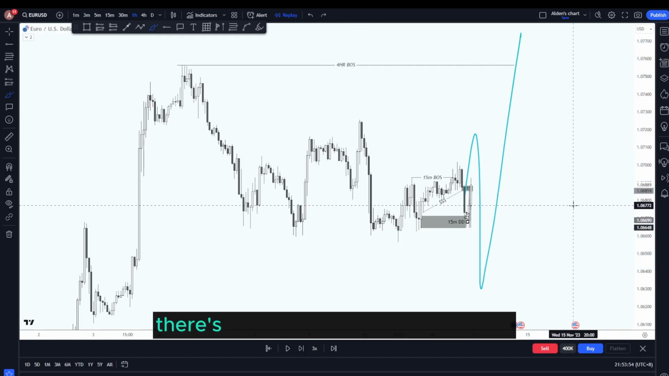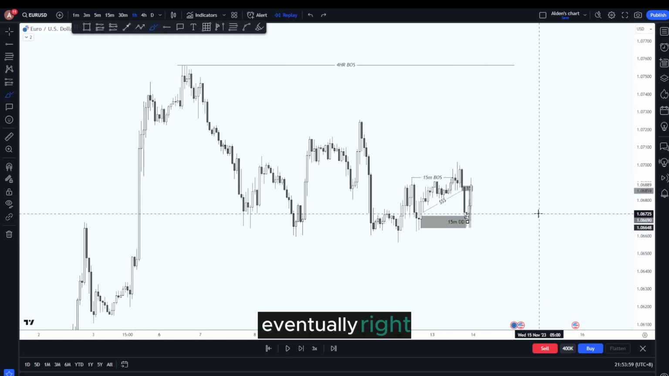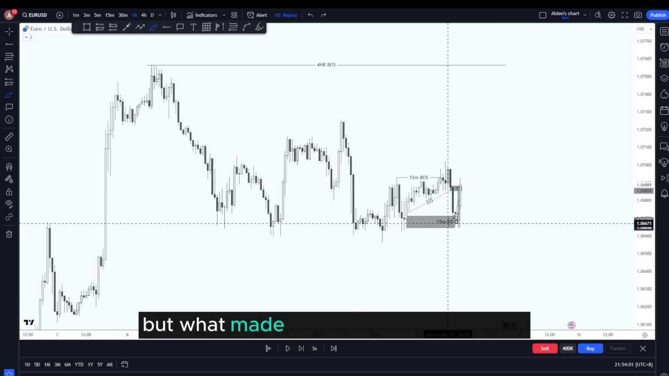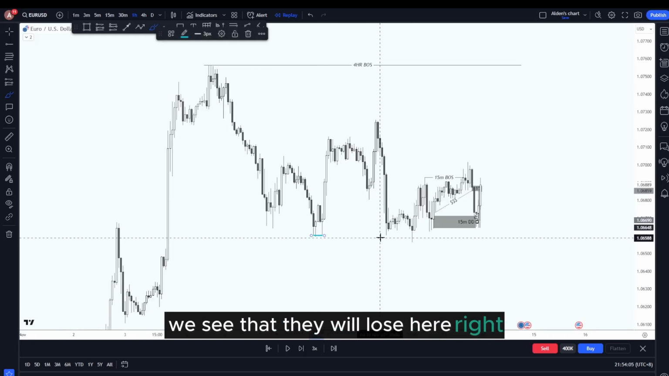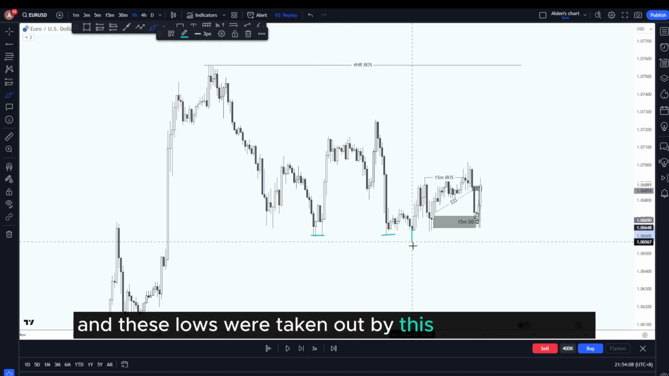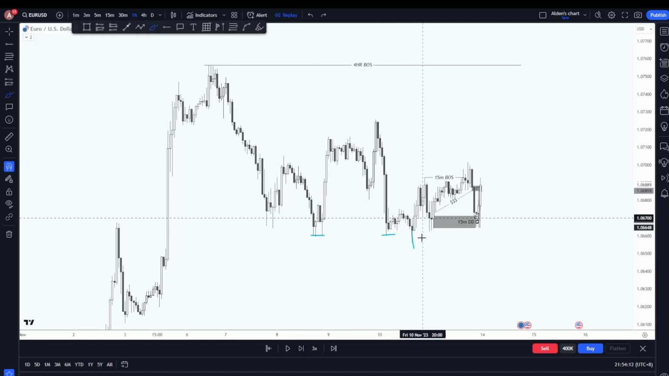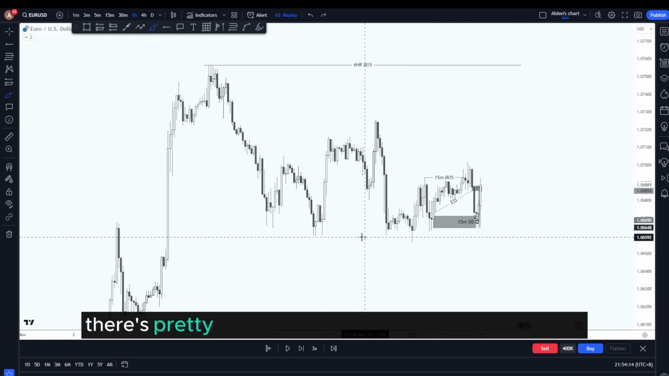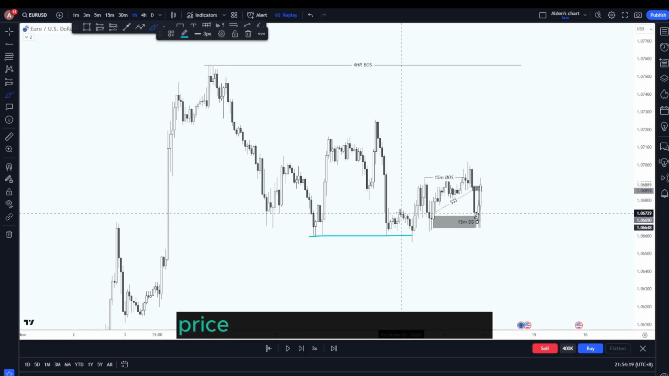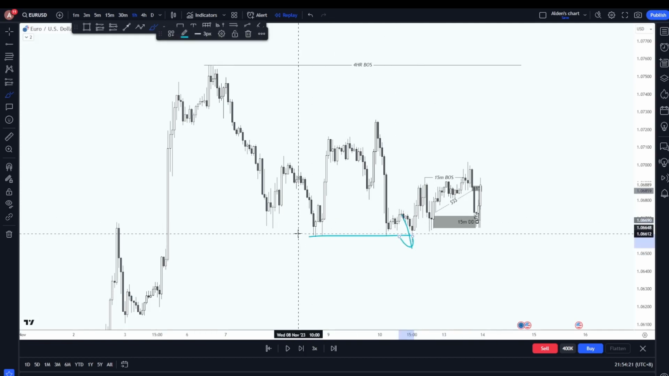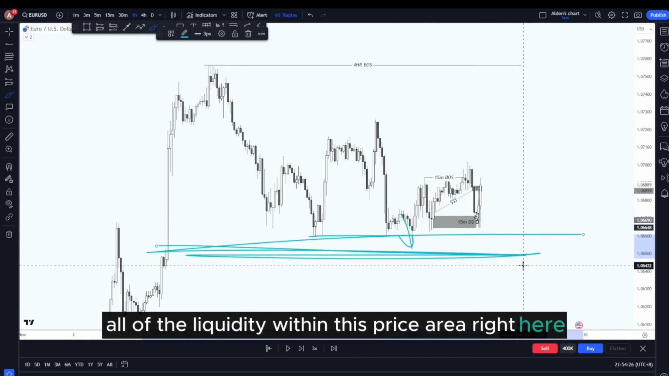No, there's a range here for a reason, and it's gonna break out of the range eventually. And you never know. But what made me want to take this long was, we see that there were lows here, and these lows were taken out by this wick. In essence, liquidity was taken with this move here. And after that, there's pretty much no more liquidity for the downside. There previously was liquidity here, price manipulated below this low, took out the sell stops, and pretty much grabbed all of the liquidity within this price area right here.